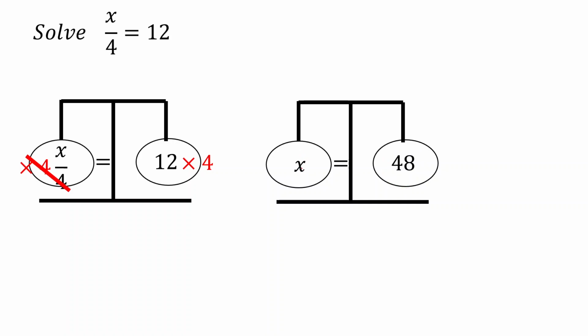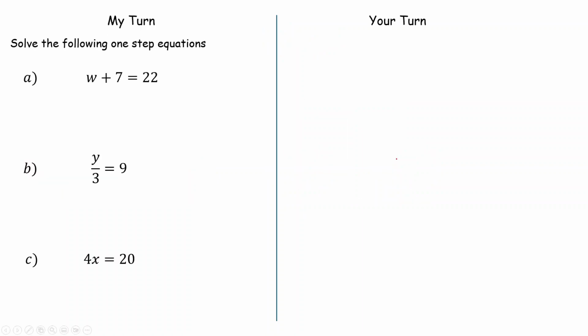So we've done it. We've got x on its own. x is equal to 48. And let's check it in our equation. If x is 48, well, 48 divided by 4 indeed is equal to 12. So I've solved my equation. x is equal to 48. Okay, so this idea is incredibly useful when solving these one-step equations.